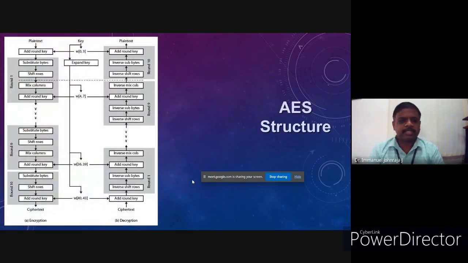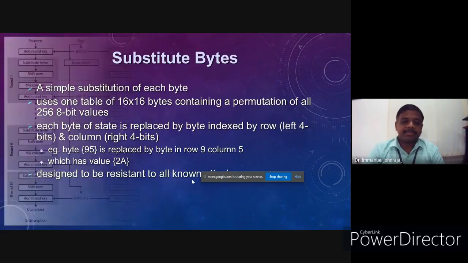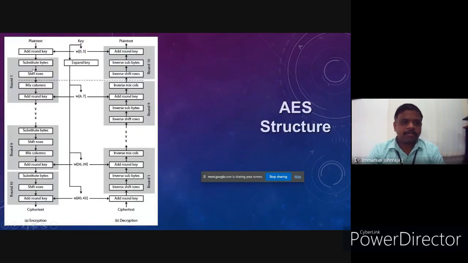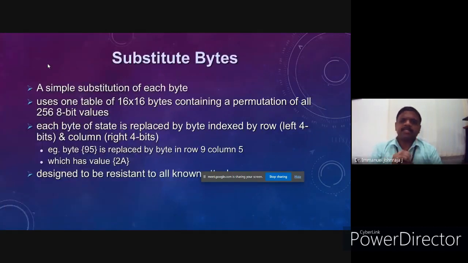Yes, this is the structure. So what happens in the case of Substitute Byte? This is our Substitute Byte operation. It is very important for us to know what's happening in Substitute Byte, Mix Columns and Shift Rows. So let's look at them. In Substitute Byte, it is a simple substitution of each byte. A byte is taken and replaced by another byte. Very simple. We are also using an S-Box.